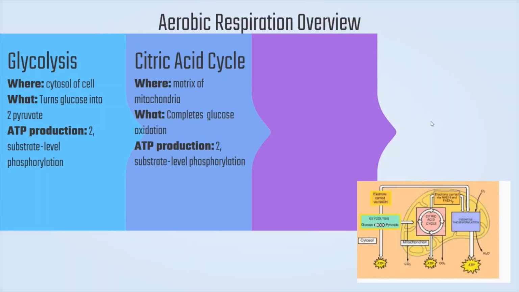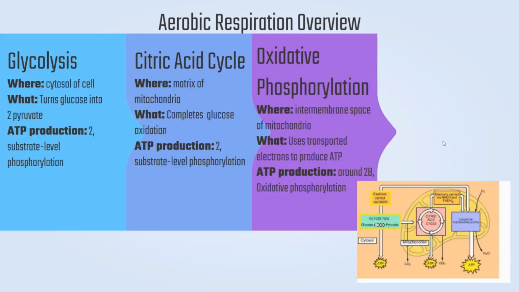The next step is the citric acid cycle, also known as the Krebs cycle. It will now occur in the matrix of the mitochondria. What happens is it completes the glucose oxidation, and the ATP produced is also 2, and it's also substrate level phosphorylation. And finally, we have oxidative phosphorylation, which happens in the intermembrane space of the mitochondria. What happens is we use transported electrons to produce ATP. Whereas the first two steps only produced a few ATP, in this step we'll produce around 28.